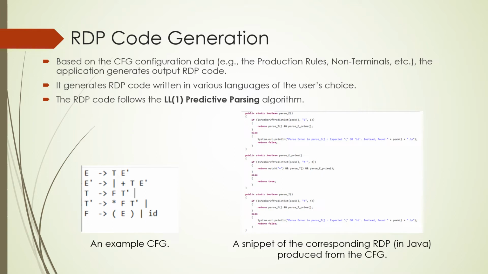As mentioned earlier, the languages currently supported are C++, Java, and C#. The RDP code generated follows the LL1 predictive parsing algorithm as taught in CZ3007. By comparing an example CFG to the resulting RDP code produced, one can see similarities between the two. For example, each parse function in the RDP is tied to a non-terminal symbol in the CFG, and the parsing algorithm used by the function logically follows the production rules under the non-terminal.